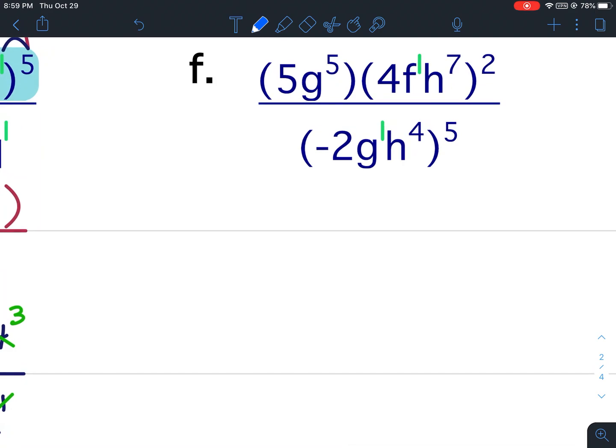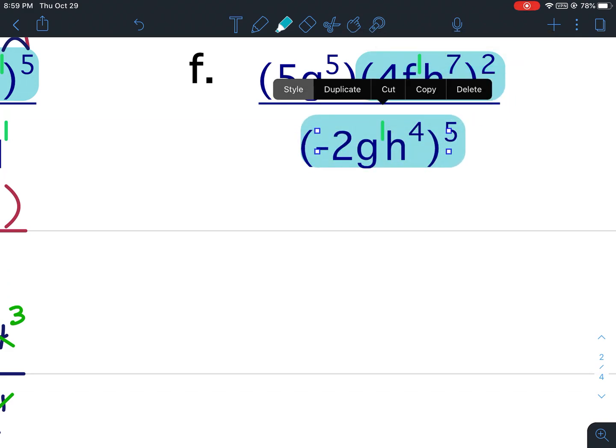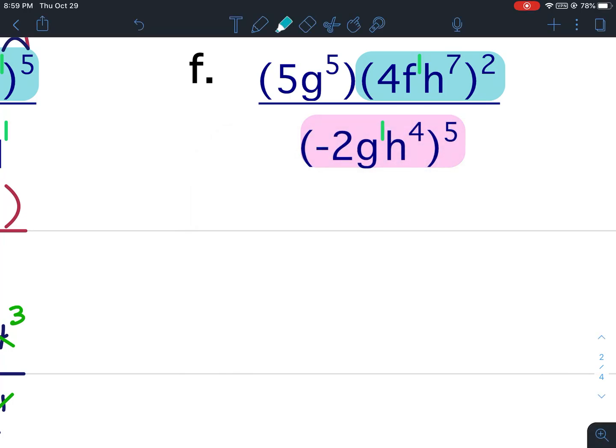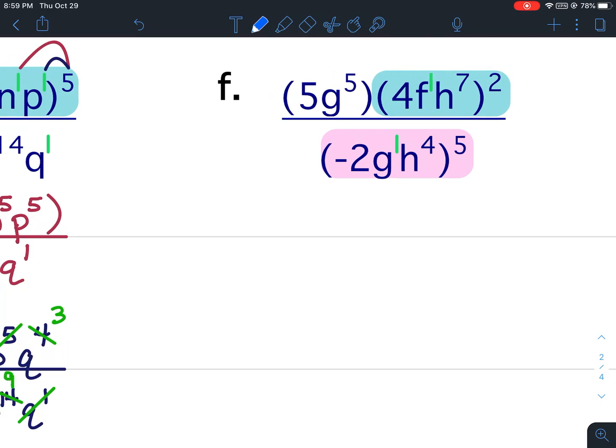So again, the parentheses side by side means multiplication, but we've got these outside exponents here, and exponents come before multiplication, which means we need to do power of product in the numerator. And we're going to have to do power of product in the denominator. So put power of product in the numerator, power of product in the denominator.